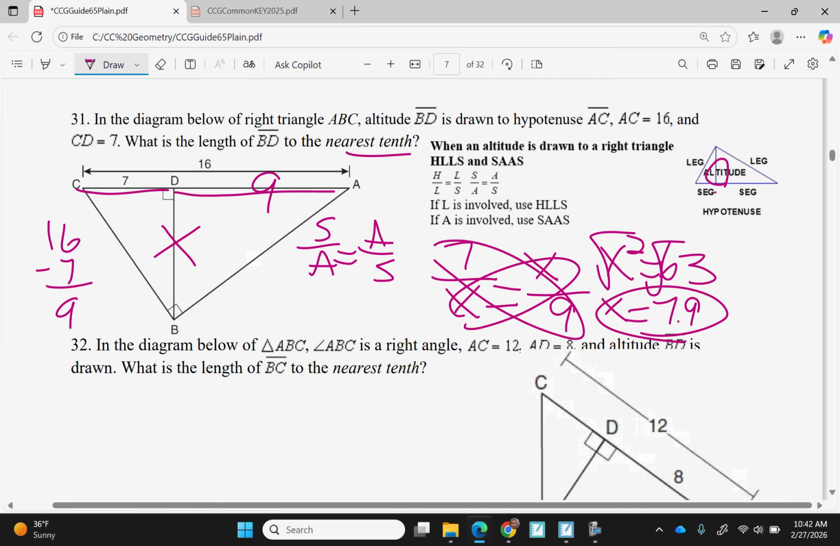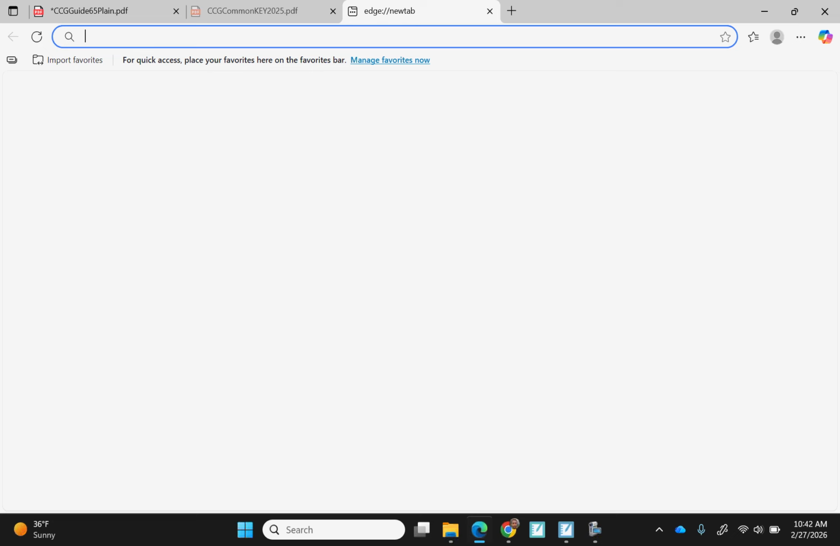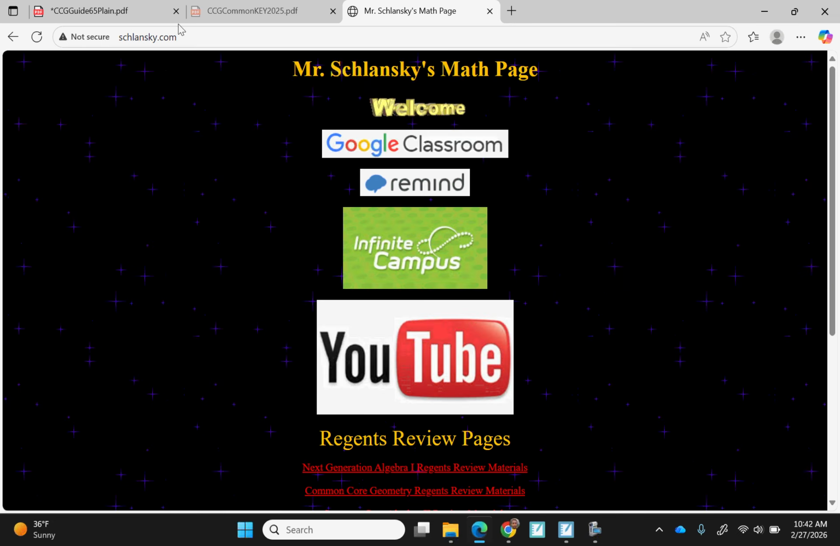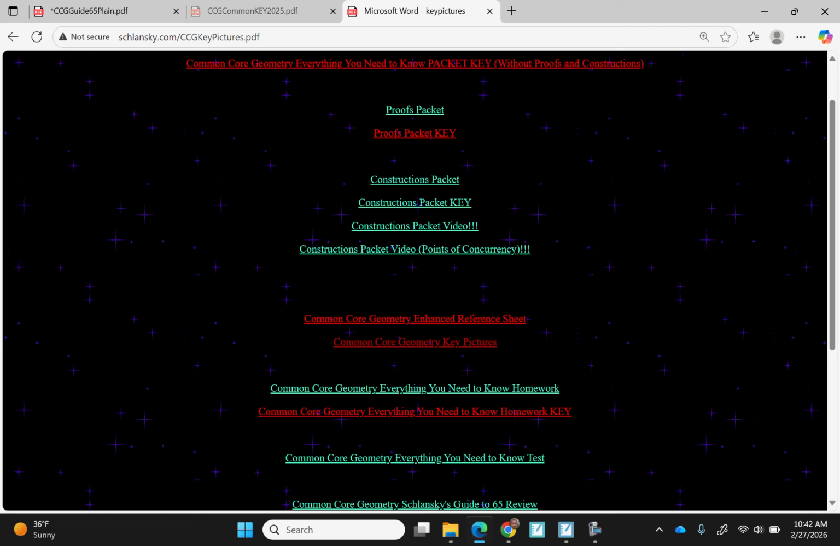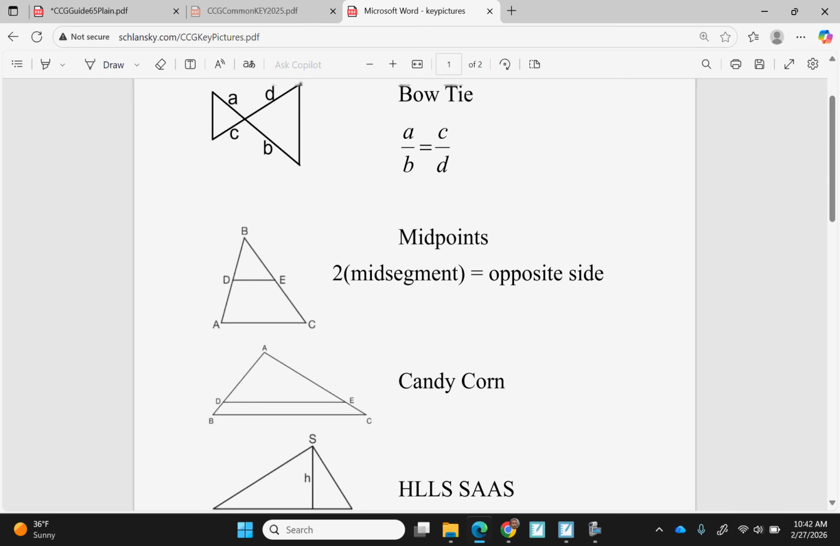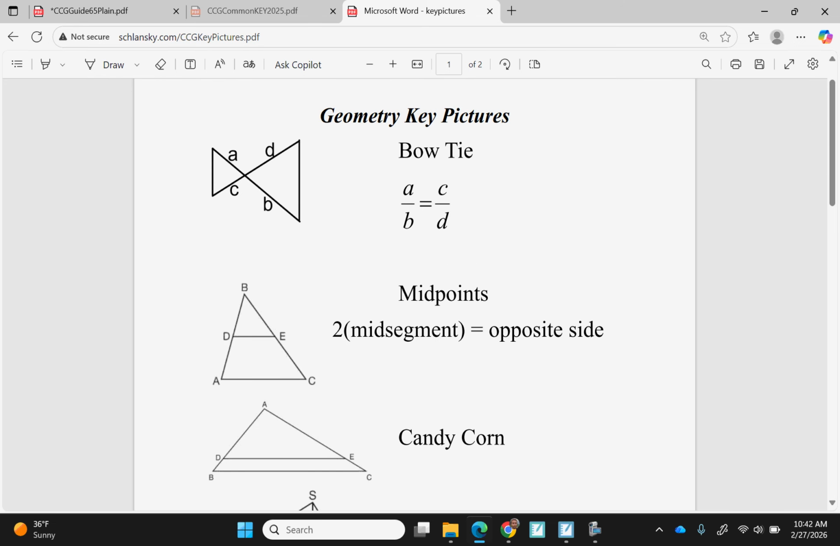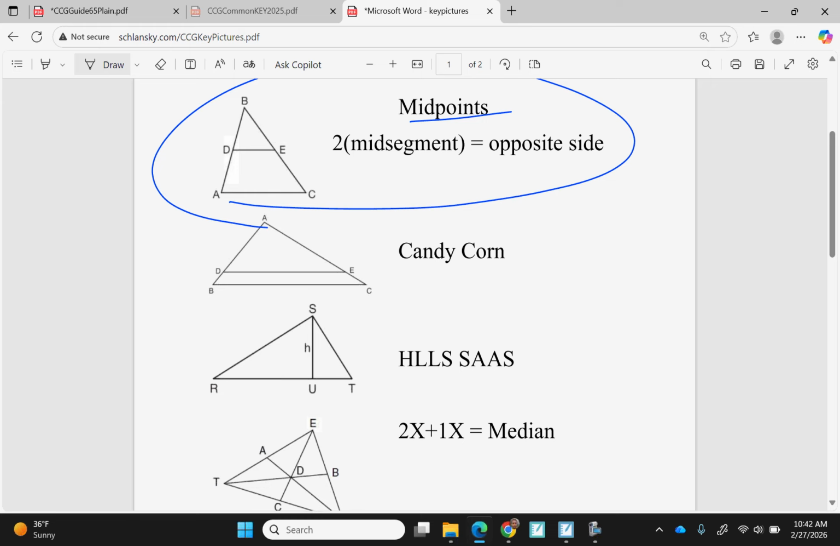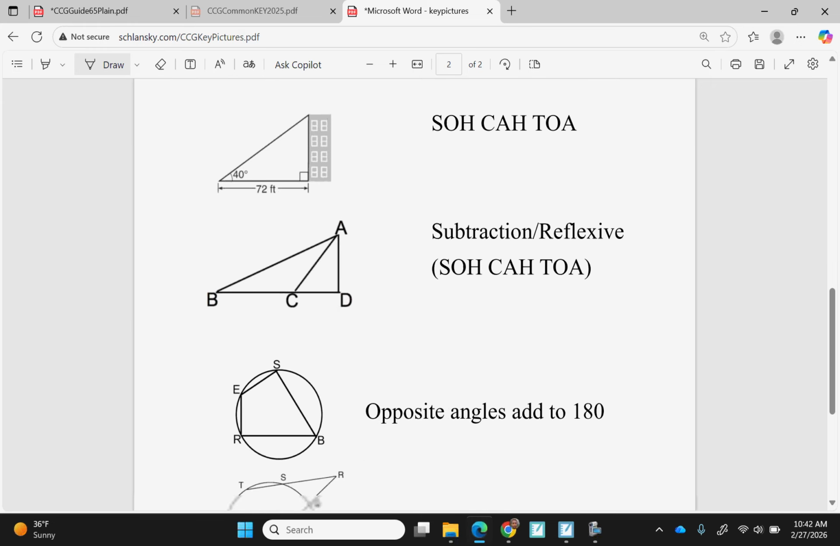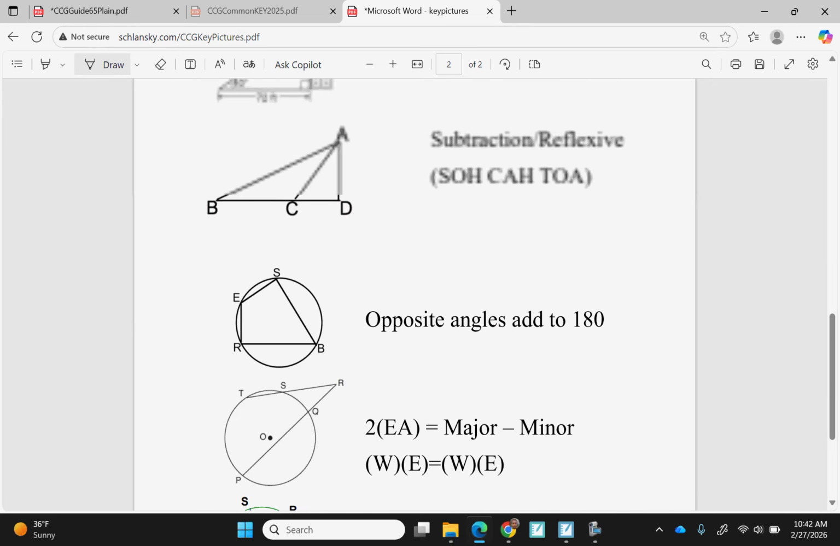This whole unit is all about little pictures and knowing your rules. I have a couple of documents on Schlansky.com. The key pictures document is not that big, but basically you need to know these pictures and what to do with each of them. We talked about the midpoints. When you see that picture with midpoints, we do midpoints. You've got to recognize your candy corn picture, your Hill-Sass picture, among others. So we may refer back to this as we go through.